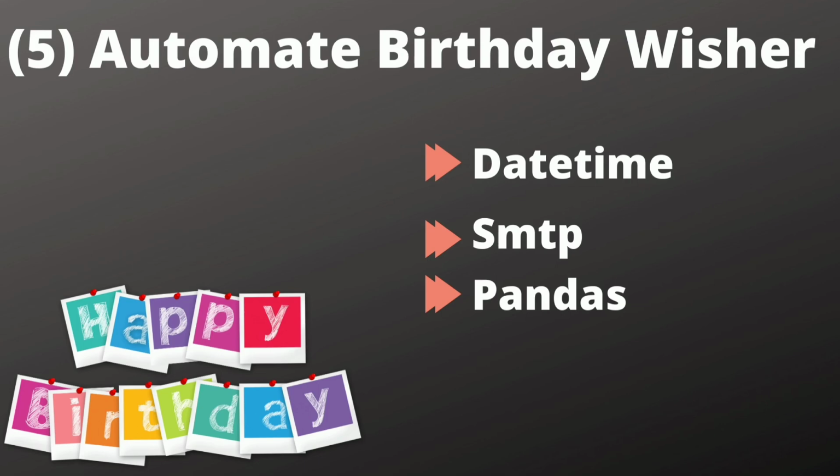In order to create a program just like that, you need to learn about three things. First is the datetime module, second is SMTP. SMTP is the Simple Mail Transfer Protocol. It is used for sending an email, and the third thing is the pandas library. I used the pandas library for storing all of the birth dates and email addresses of those people.